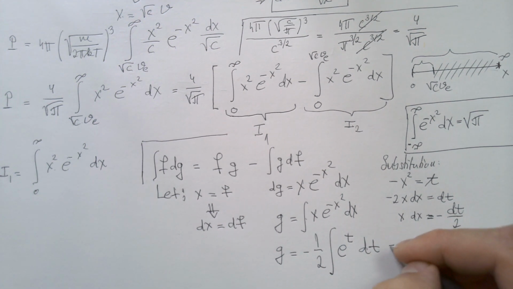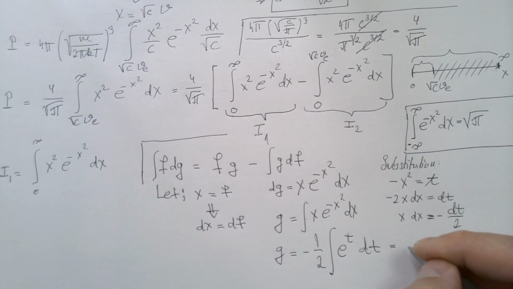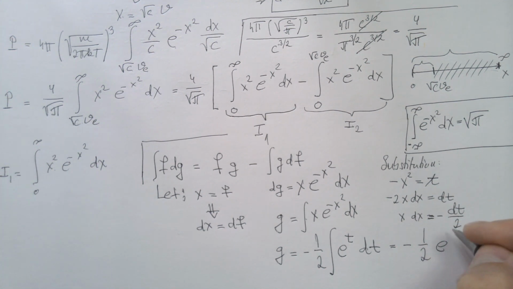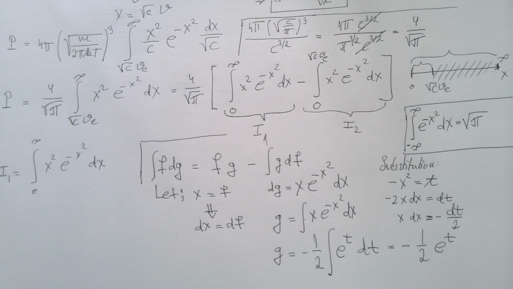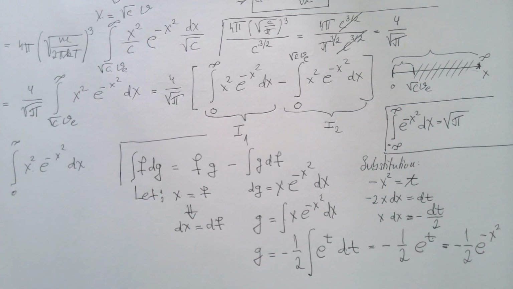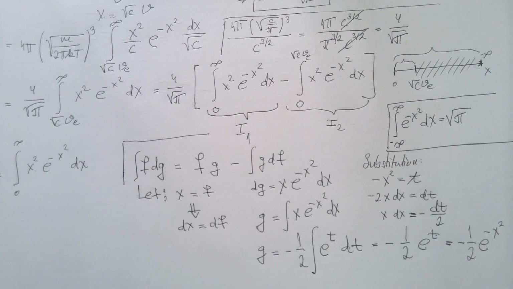And finally, you can see this is a table integral that is equal to negative 1 over 2 e to the t. But t is negative x squared, so this becomes equal to negative 1 over 2 e to negative x squared. Now let me go to the next page.